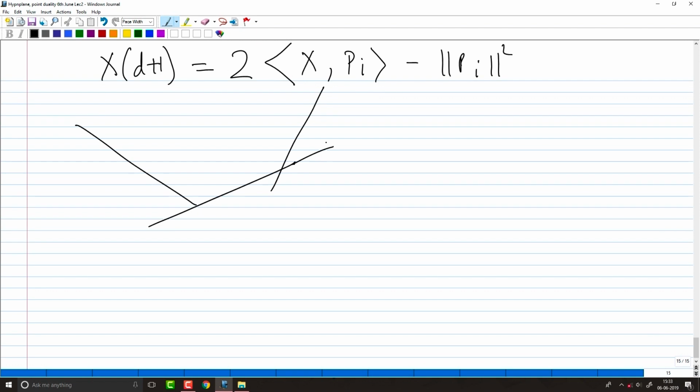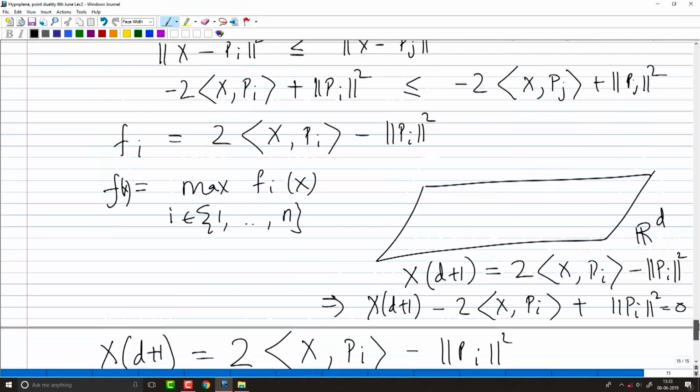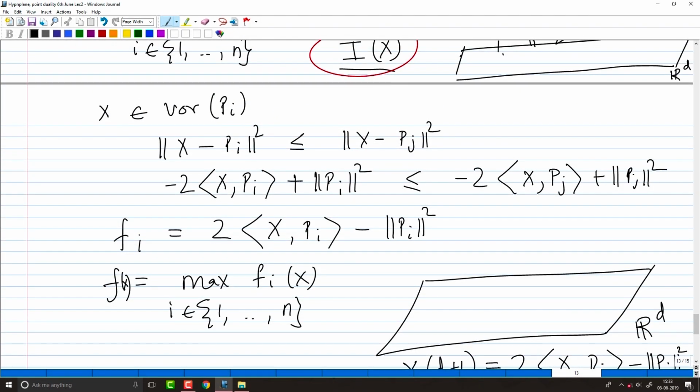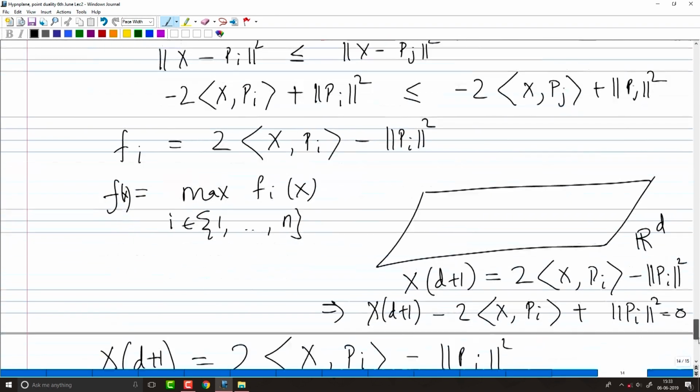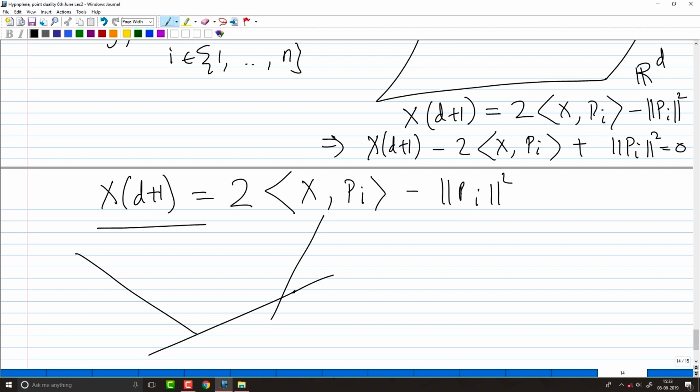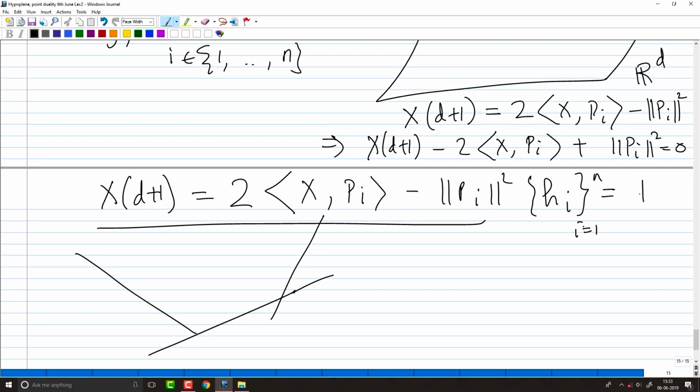Sorry, upper envelope, right? Because I am doing max. Max is storing the Voronoi cell. So if I think of this as a hyperplane Hi, what am I basically storing? The upper envelope. So these are the Hi's. I write this set of Hi's, i equal to 1 to n, as capital H.